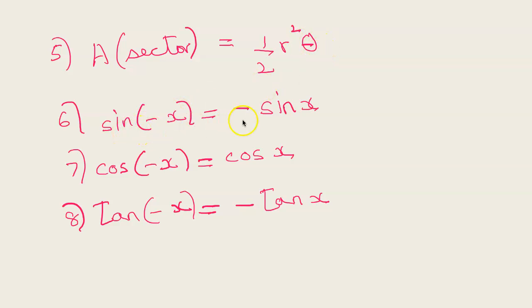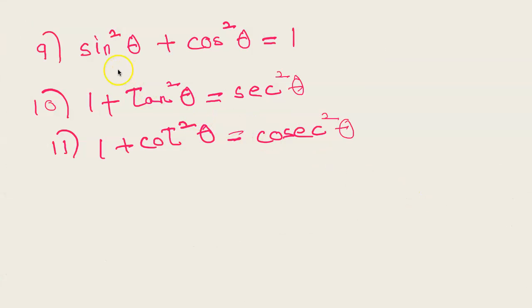Now, sin minus x is minus sin x, cos minus x is cos x, tan minus x is minus tan x. Sin squared theta plus cos squared theta is 1. 1 plus tan squared theta is secant squared theta. 1 plus cot squared theta is cosec squared theta. These are very basic formulae learnt in class 10.